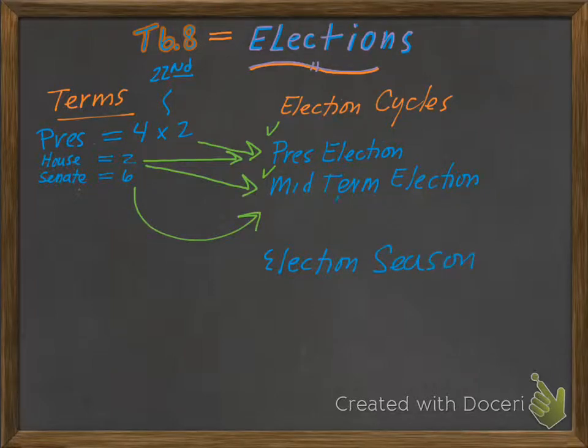And both midterm and presidential elections have these election seasons. There are two types. There is what we call the primary season, and what we call simply the general season. In the primary season, you have candidates who run for that party's office, they run for the office for that party.